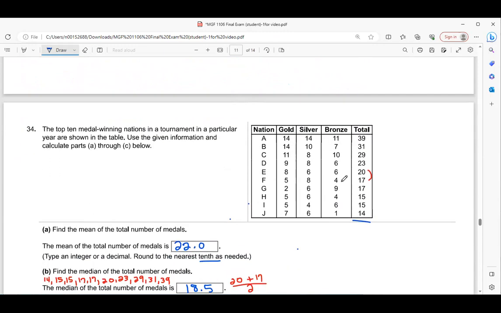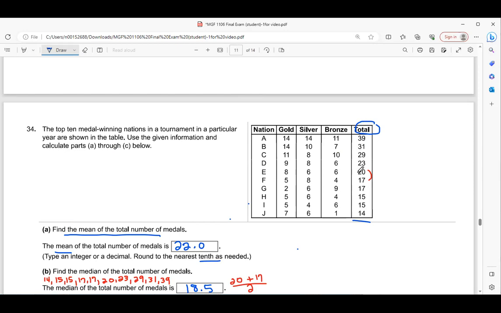For 34, we had this list of the top 10 nations and the awards that they won during an Olympics tournament. First, we want to find the mean of the total number of medals. So we should be looking at that last column. This is the column for our total number of medals. The mean would be for us to add all these numbers together and divide by 1, 2, 3, 4, 5, 6, 7, 8, 9, 10, divide by 10.